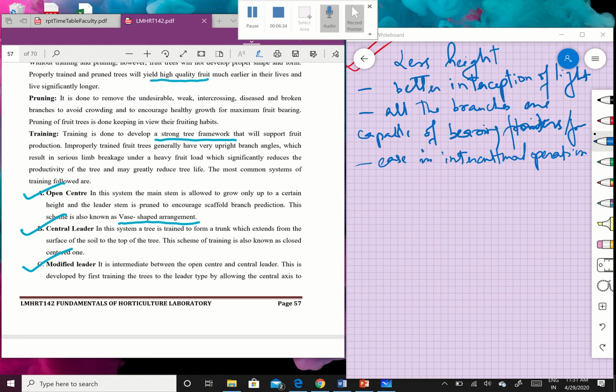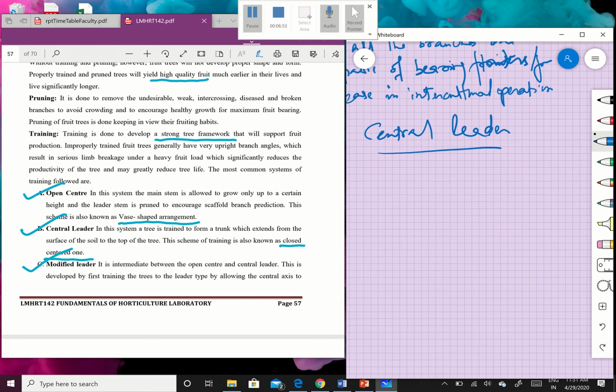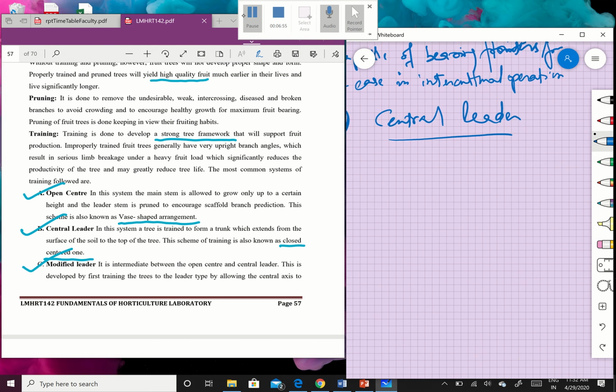Next, coming to the central leader. In this system, a tree is trained to form a trunk which extends from the surface of the soil to the top of the tree. This scheme of training is also known as close centered one. So let's discuss this central leader. In this central leader type, we are not going to interrupt.